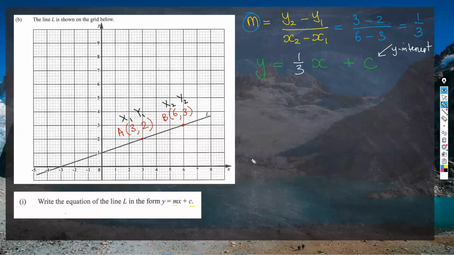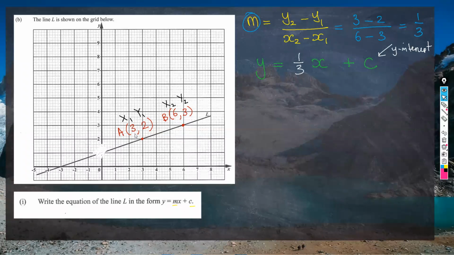But let's just pretend for a little while that the paper got smudged and we couldn't see where it sliced the y-axis. And, you know, we wanted to calculate it, right? We had no choice. Well, to do that is pretty easy. Once we have m, choose one of the points. You could choose A or B. I'm going to choose point A.